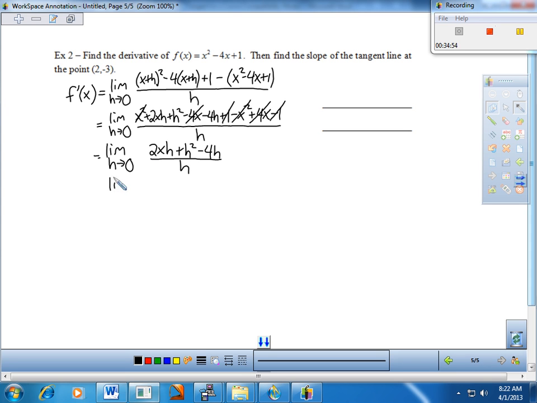So we keep taking the limit as h goes to 0. Keep writing it. And now I pull out the h, and I get 2x plus h minus 4 all over h. Oh, this looks great because what's going to happen, everybody? The h's are gone. And so I get the limit as h goes to 0 of 2x plus h minus 4. Does everyone see that piece?